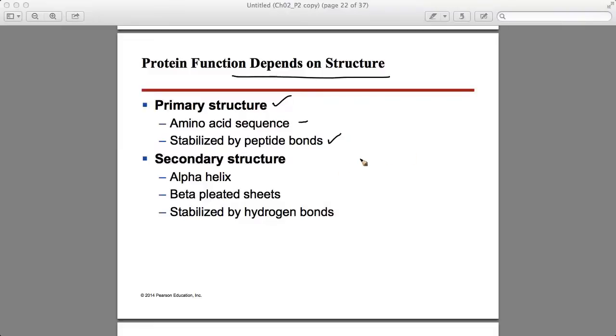But that particular chain of amino acids can form various conformations that are known as secondary structures. And there's two major types. There's an alpha helix structure and a beta pleated sheet. So both of these are important secondary structures that are formed. And there are some examples of this following.